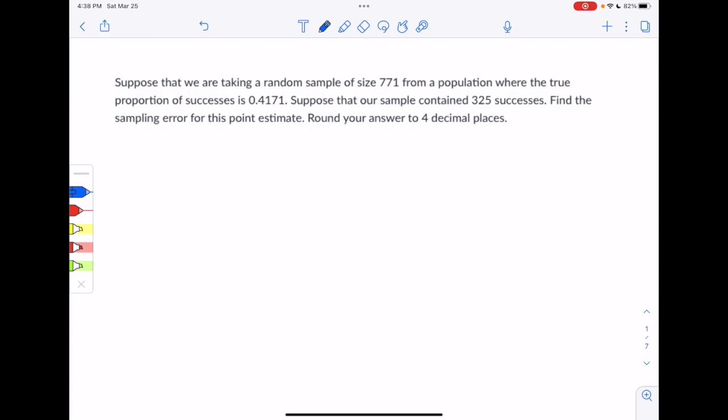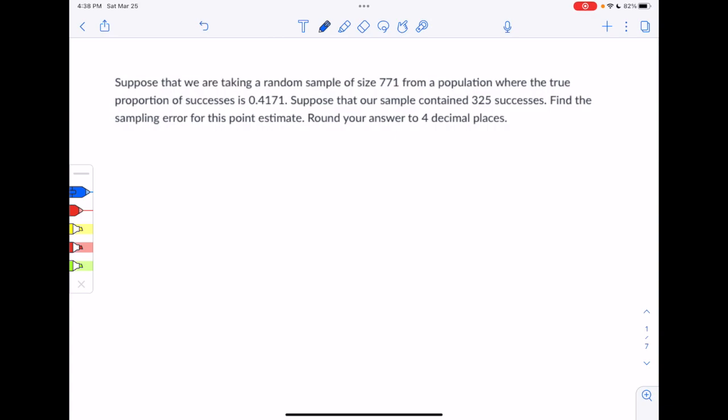This one is from section 7.1. Suppose that we are taking a random sample of size 771 from a population where the true proportion of successes is 0.4171. Suppose that our sample contained 325 successes. Find the sampling error for this point estimate. Round your answer to 4 decimal places.